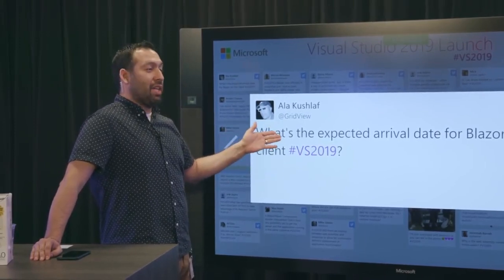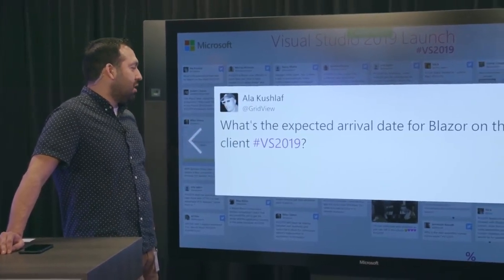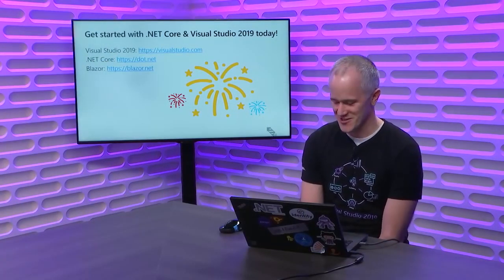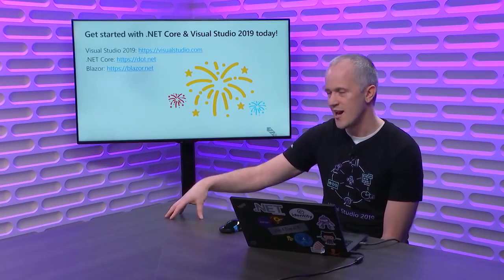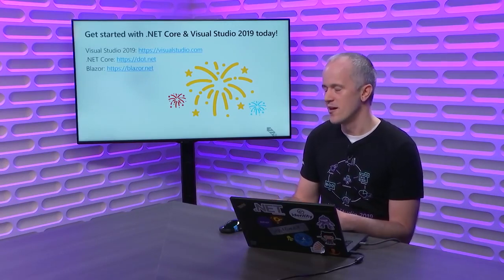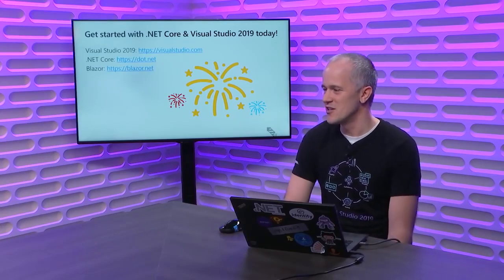Speaking of that, what is the expected arrival date for Blazor on the client? Well, we don't have an officially publicly announced release date. I can tell you that client Blazor support won't be available with .NET Core 3.0. We'll ship .NET Core 3.0 first, and then client-side Blazor I expect will come sometime later. How soon later is what we're actively working on right now. It really depends on how fast we can stabilize and mature the WebAssembly story for .NET. Stay tuned for that. Hopefully we'll have more concrete answers to that question in the near future.